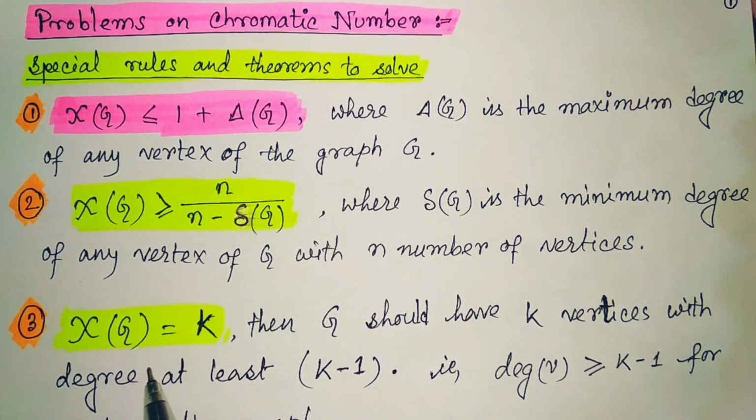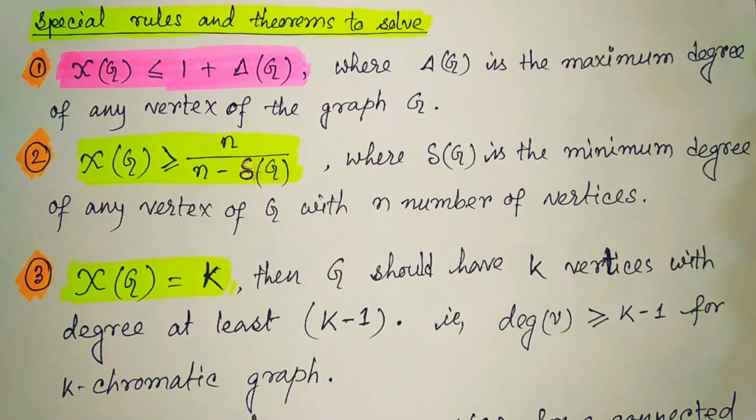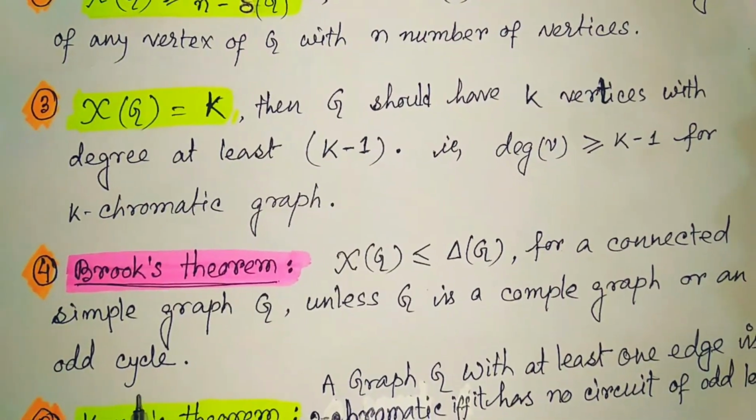Next, the chromatic number of G is equal to K, where G should have K vertices with degree at least K minus 1. That is, degree of V is greater than or equal to K minus 1 for a K-chromatic graph. That means, if in a graph we find that the degrees of at least K vertices are greater than or equal to K minus 1, then we can say the graph is K-chromatic.